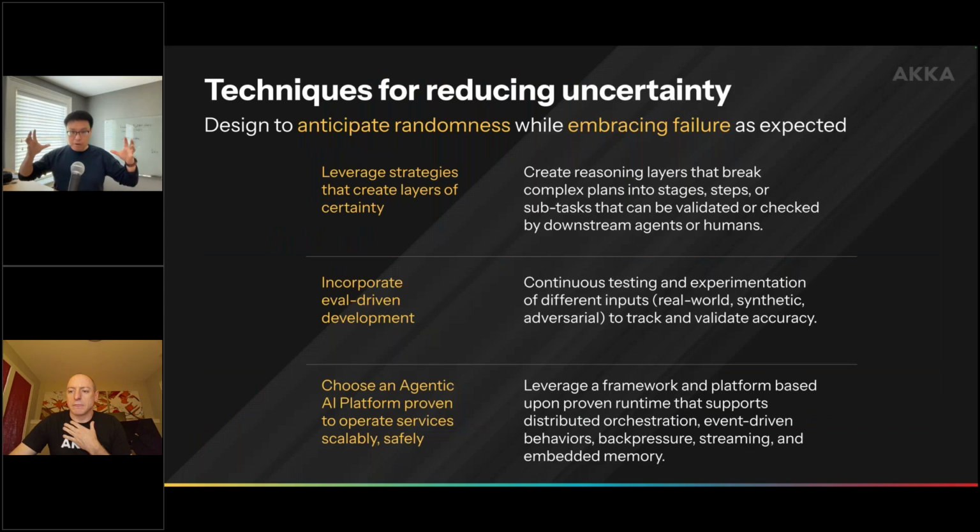So the core thing with AI-driven design is really about how you have techniques to reduce uncertainty. And there are three, I would say, main techniques that I'd highlight. The first is to create layers of certainty.